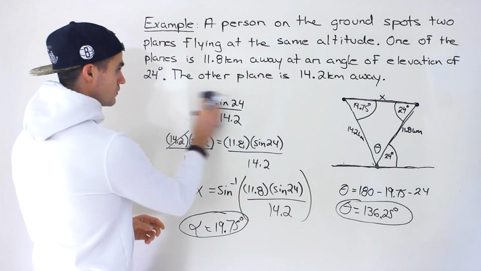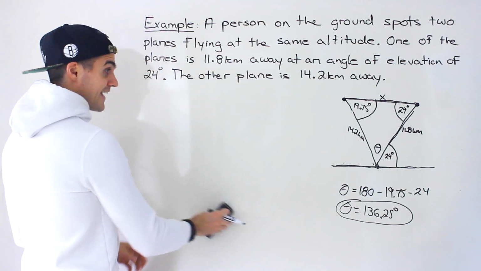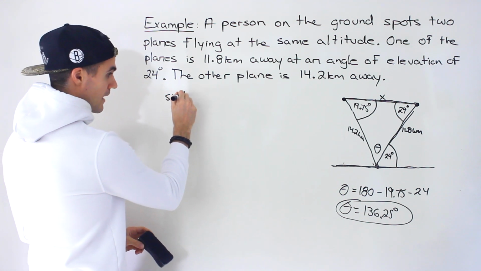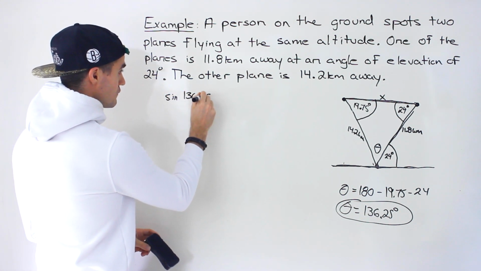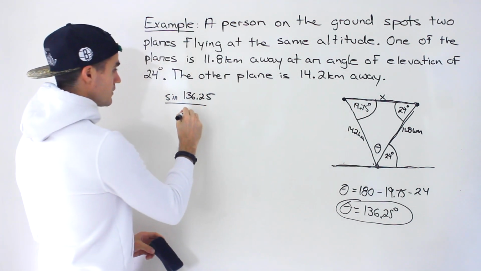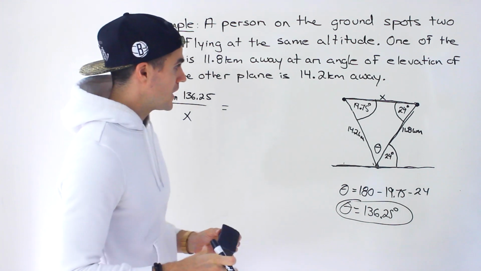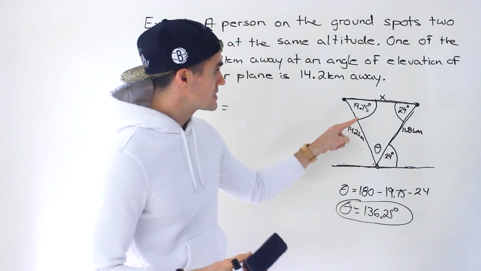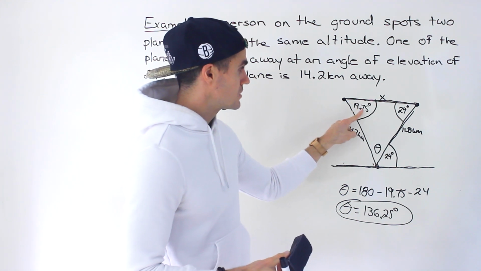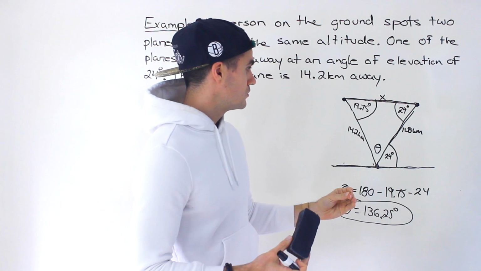Well, now we can set up the sine ratio again. We can do sine of that 136.25, that theta angle, over the opposite side x, which is what we're solving for. And then for the other ratio, we actually have two options. We can do sine of 24 over 14.2, or sine of 19.75 over 11.8. It doesn't really matter which one you use. You'll get the same answer.